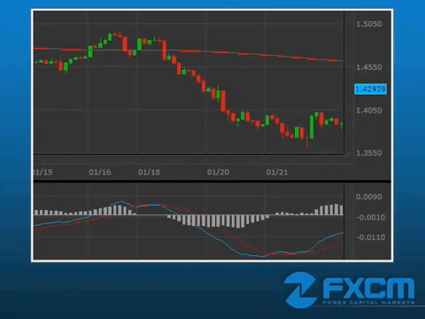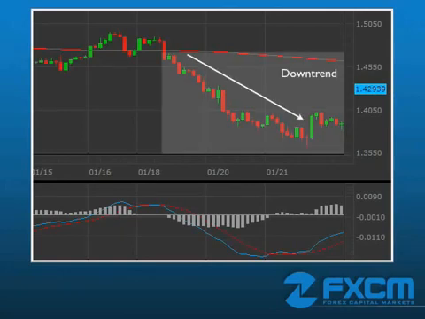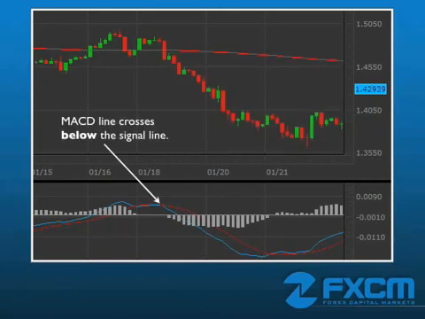Pretty simple, isn't it? Let's look at a few examples of how to specifically use this strategy. You can see here that the price action is currently below the 200-period simple moving average, so we know the pound dollar is currently in a downtrend, so we want to look for selling opportunities. Okay, here's the perfect example of where the MACD line crosses below the signal line, giving us a signal to sell. Let's go ahead and enter here at a price of roughly 1.4650.